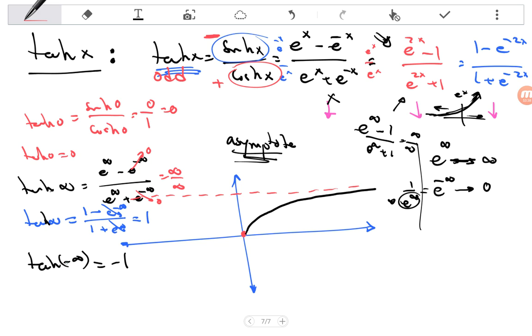And so that's why if you have tanh of negative infinity, you can take the negative outside, so it will be minus tanh of infinity, which is 1, so it gives me negative 1. And I may also expect it to be an odd function. It will be symmetric about the origin, so to complete the curve, it will just be like this. So this is the curve of tanh x. Its range is from negative 1 to 1.